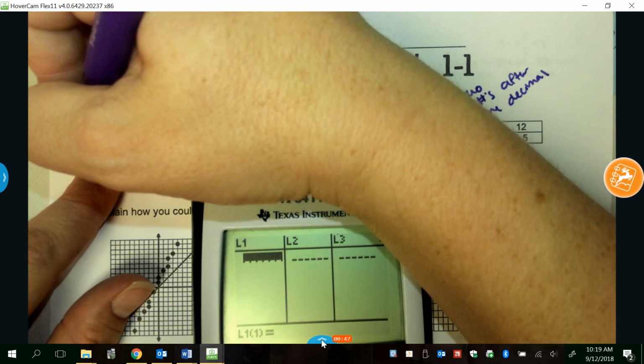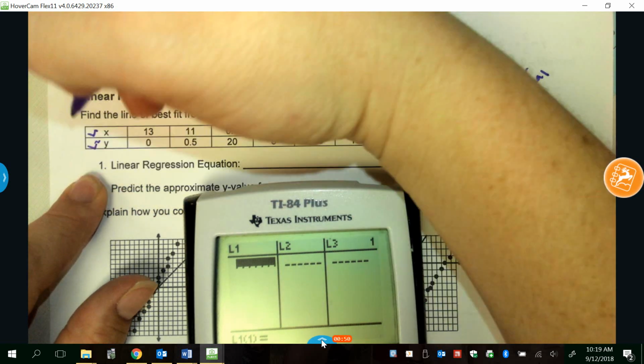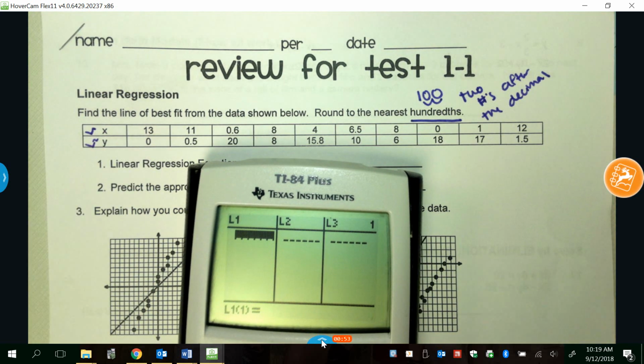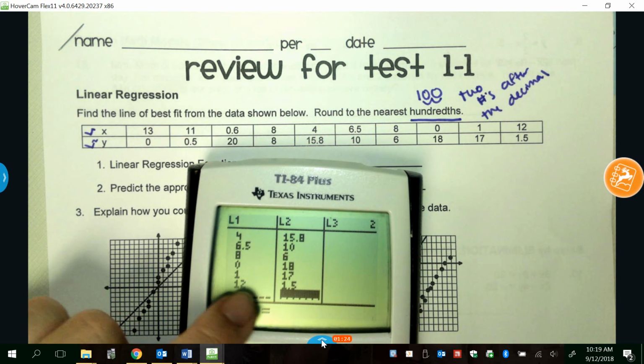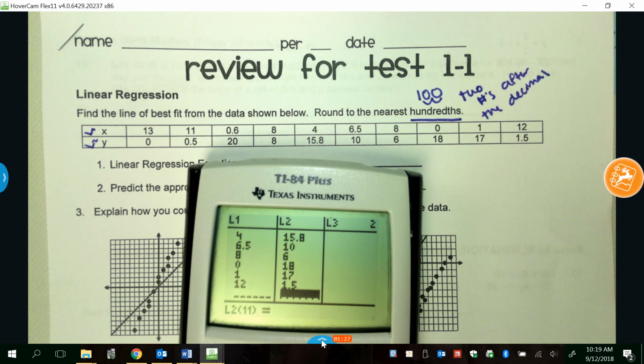Remember, L1 equals x and L2 equals y. So I'm going to type in all my x's: 13, 11, 0.6, 8, 4, 6.5, 8, 0, 1, 12. So there's all my x's, and then I'm going to type all my y's. Now, since this is a scatter plot, guys, you really have to type every single point. Also, always make sure they line up at the bottom, because if they don't, that means you missed something.